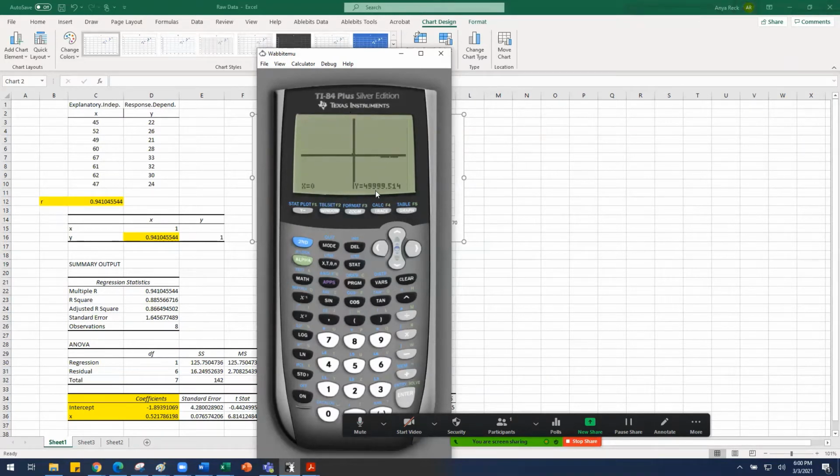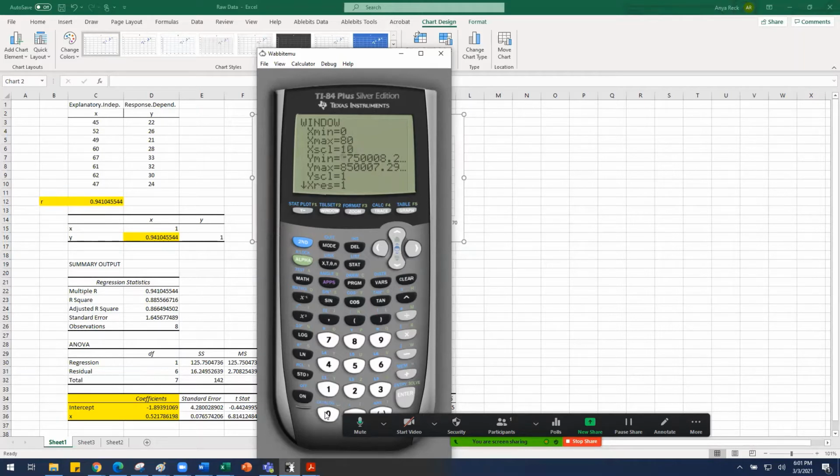Okay, if you still can't see your points, that's okay. You can adjust the window. You can just press the window button here. We don't have any negative values, so I'm going to leave my minimum at 0, and we can label our maximum at 80, and we can go by tens.